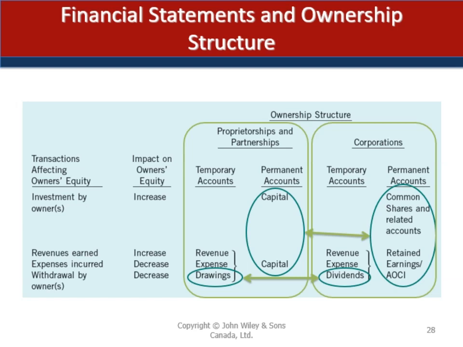And common shares, share capital, contributed surplus, retained earnings, and accumulated other comprehensive income. So the AOCI there is accumulated other comprehensive income.